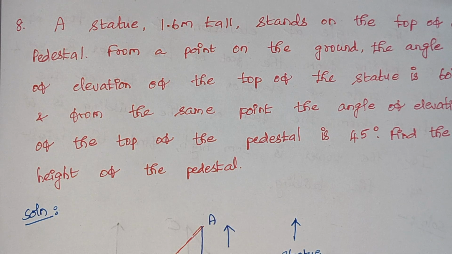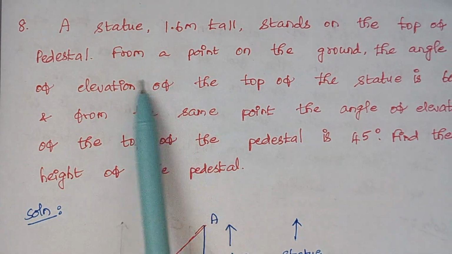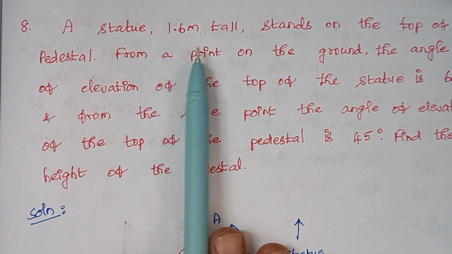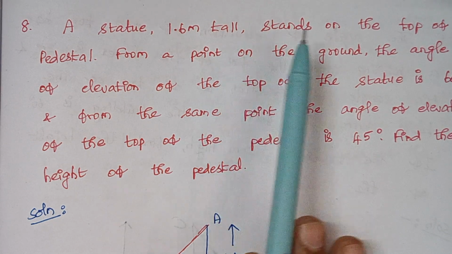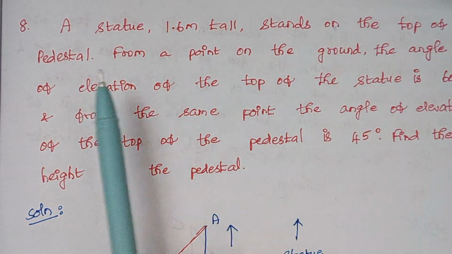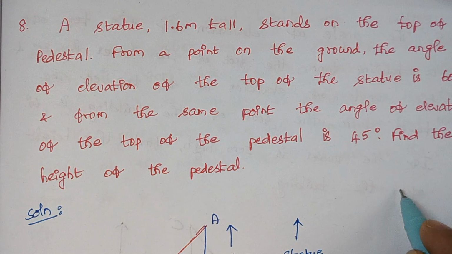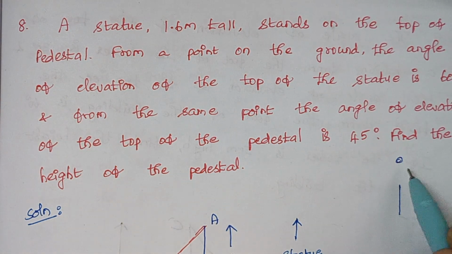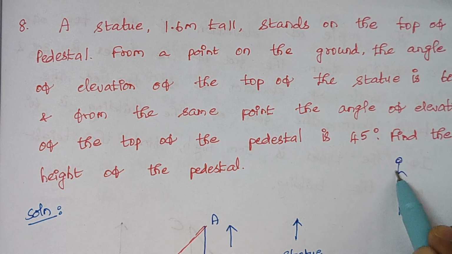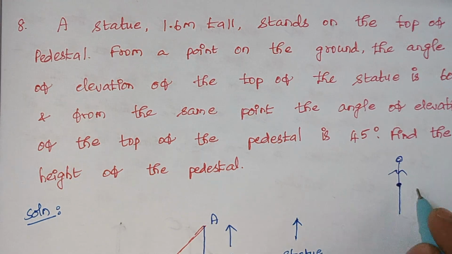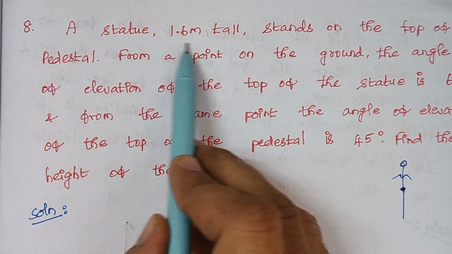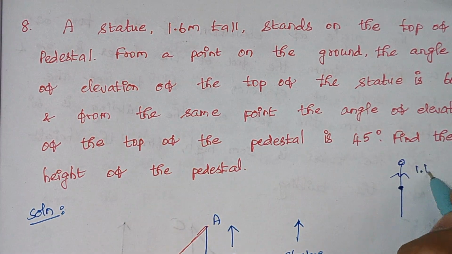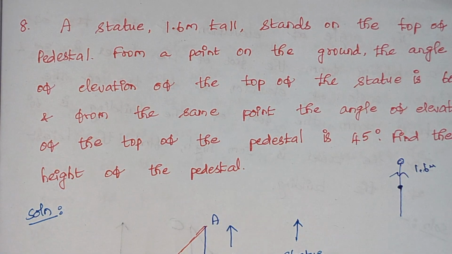So problem number 8. So here a statue 1.6 meters tall stands on the top of a pedestal. Right, there is a pedestal, and there is a statue which stands on this pedestal. So what is the length of the statue? It is 1.6 meters tall. So here it is 1.6 meters.